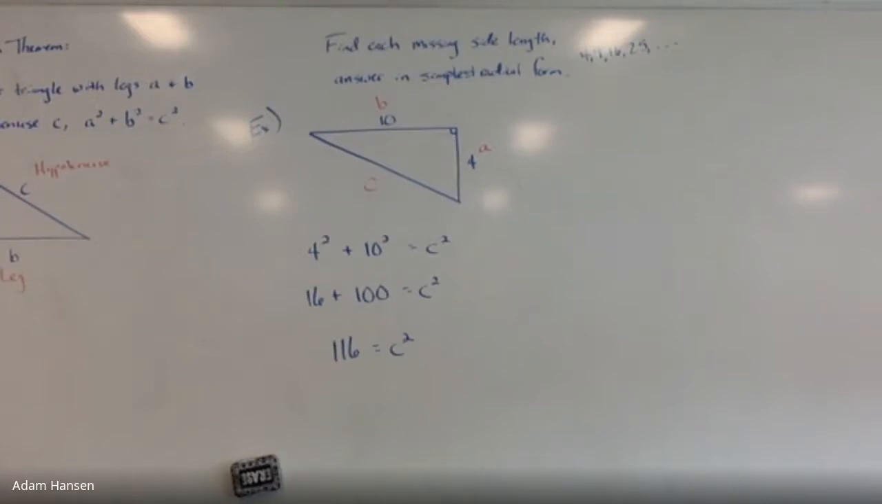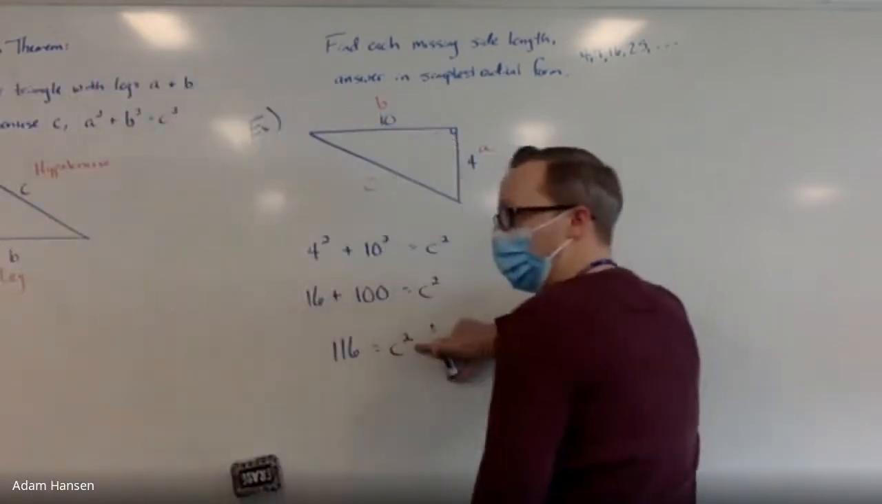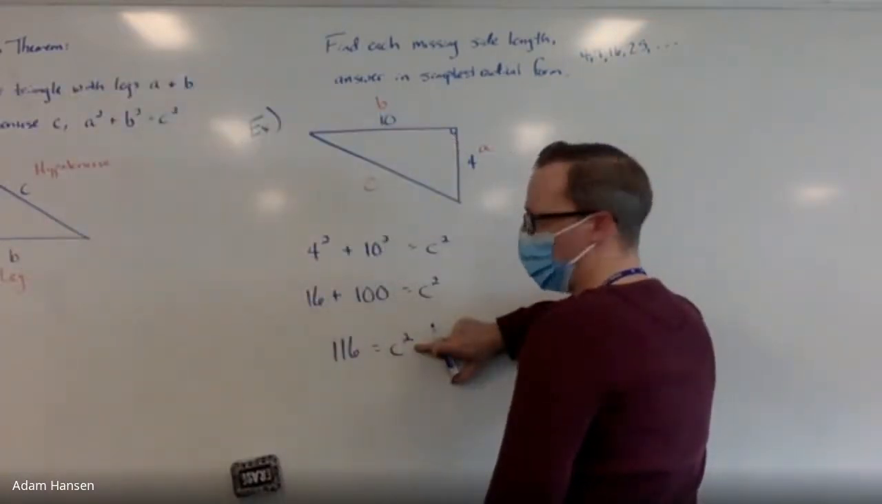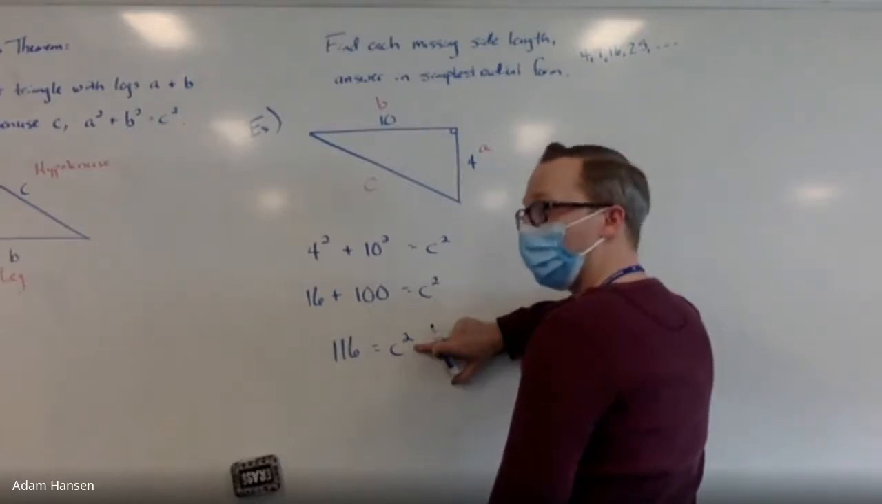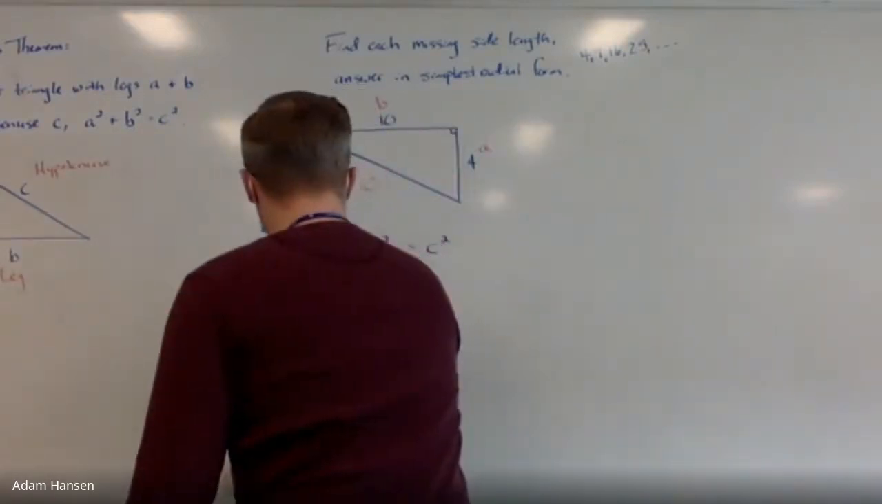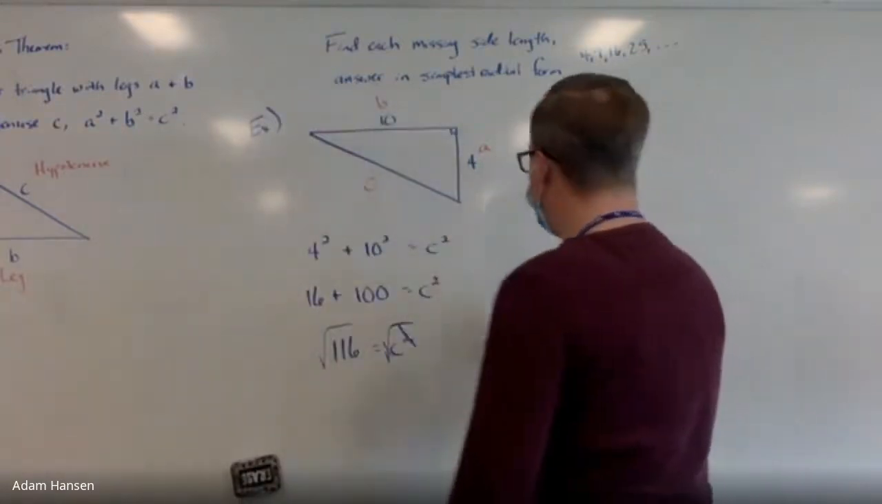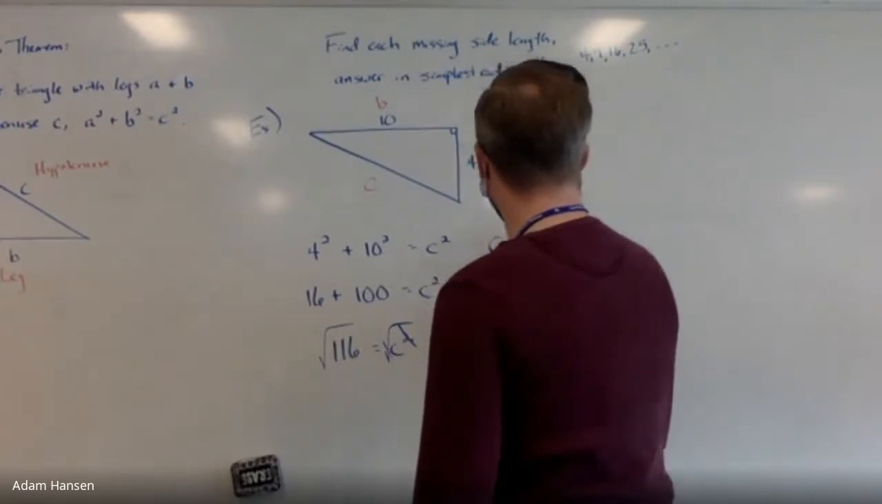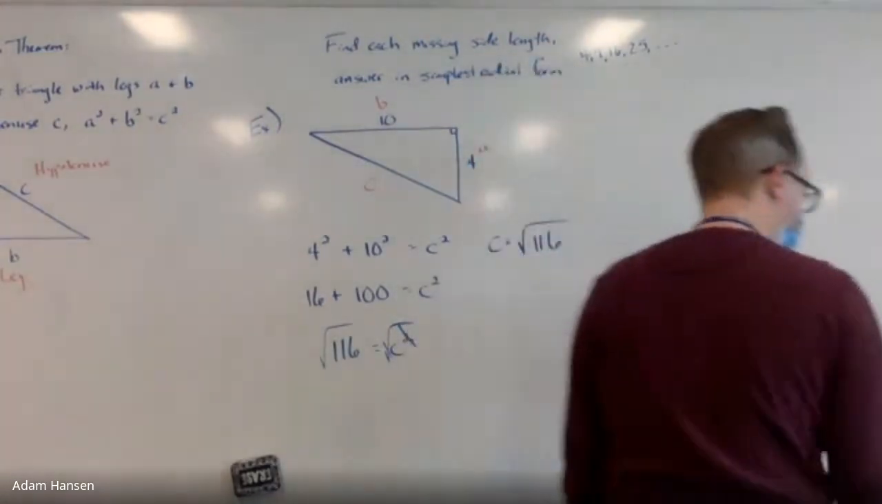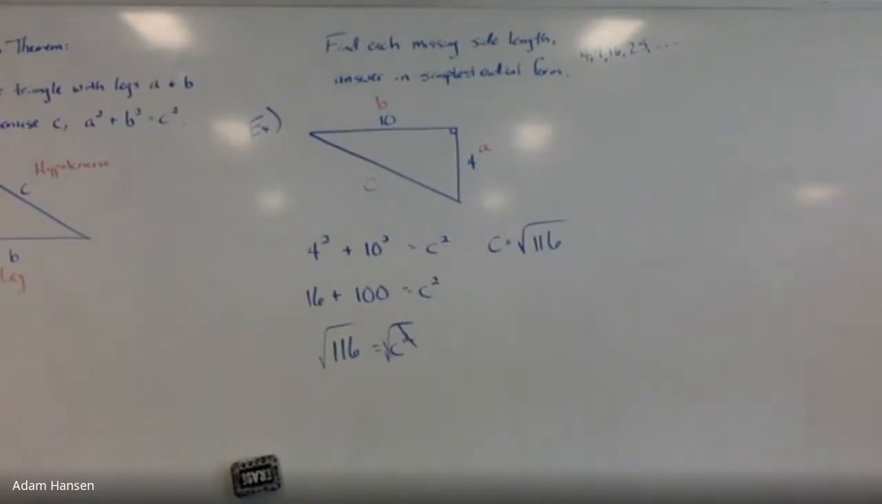I have C squared. What's going to get rid of that square? What's the opposite of squaring something? Square roots. The square root cancels out the square. So my hypotenuse length, C, is equal to the square root of 116. That's not fully simplified. What I don't want you to do is type that into a calculator and get some god-awful looking decimal. I'd like to factor this using simplest radical form.